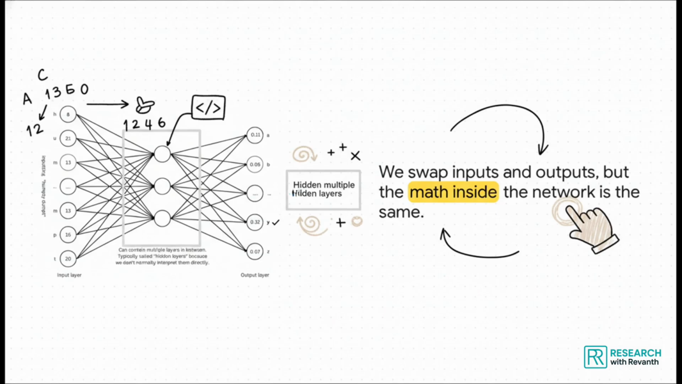And look, it's the same diagram. The math inside is identical. All we have to do is turn letters into numbers, which is easy. We can just say A is 1, B is 2, and so on. We feed in the numbers for H, U, M, P, T, Y. The network does its thing, multiply, add, and at the end, it spits out a bunch of scores for every possible next letter. The one with the highest score wins, and in this case, that's the letter Y.